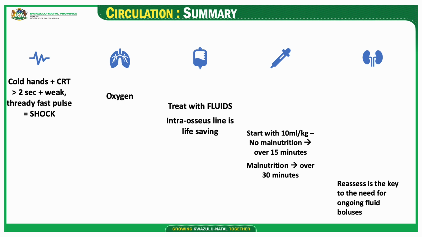We always want to give oxygen. We want to treat them with fluids, and we rather want to put in an intraosseous line early. So I always say you can have one try to put in a peripheral line, but as soon as you see that you can't really see visible veins, it's much easier and life-saving to go for an early intraosseous line.